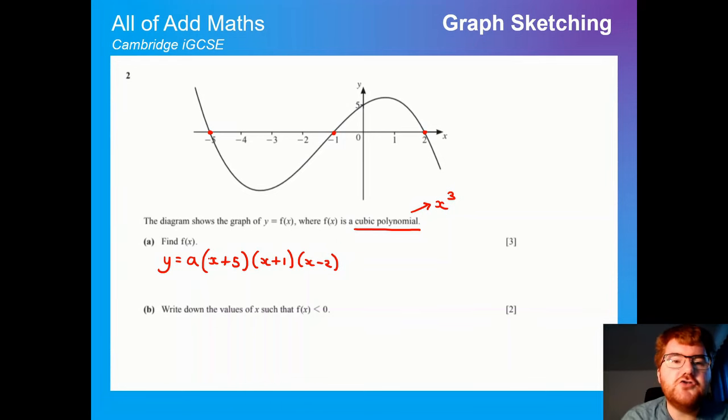However, we don't know the stretch, like the vertical stretch outside A, but this is where we use our last bit of information here, which is the 5.